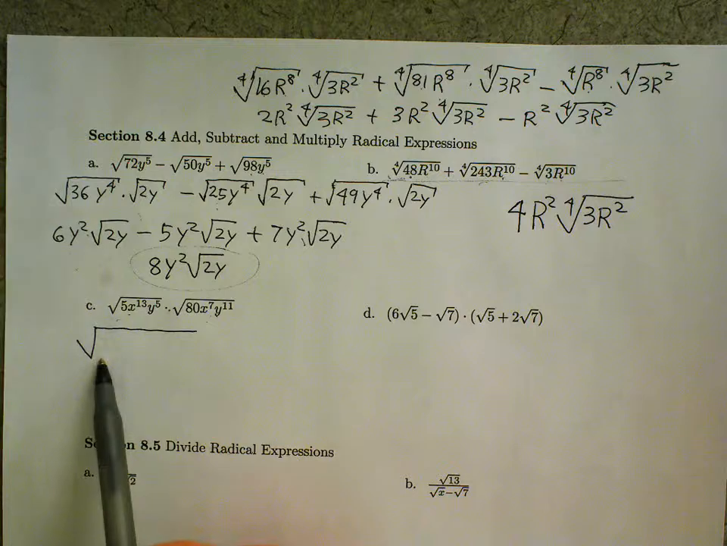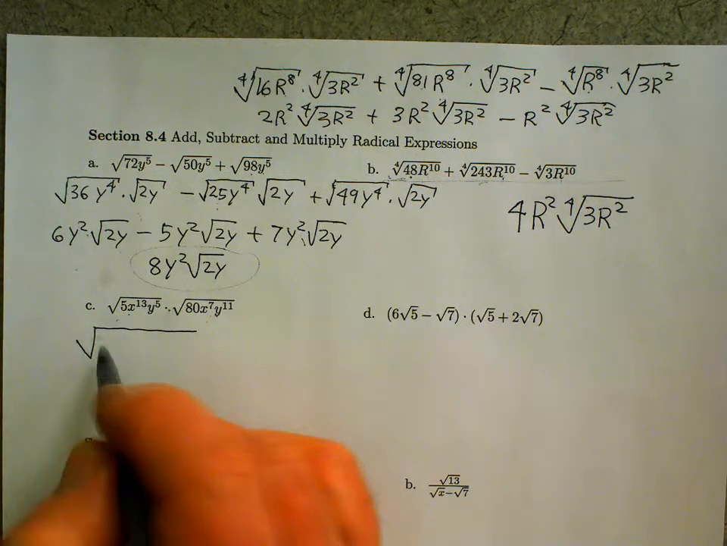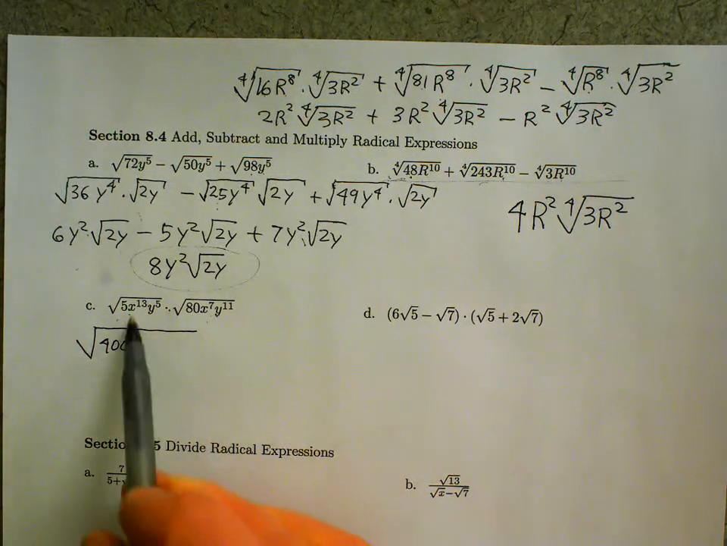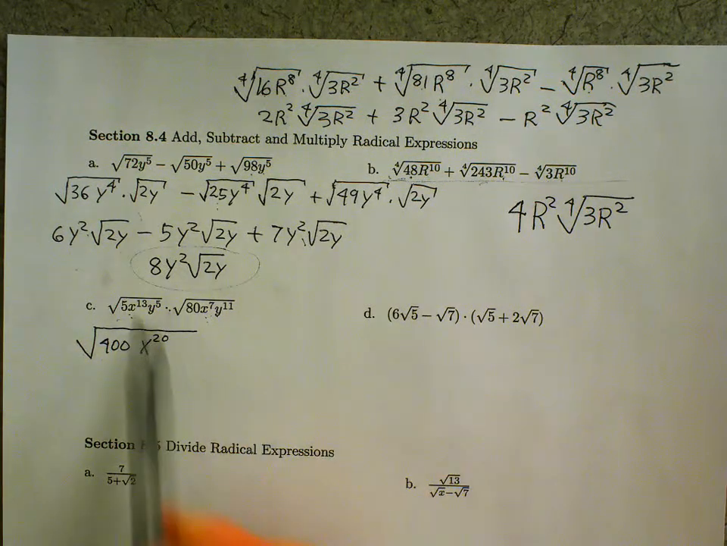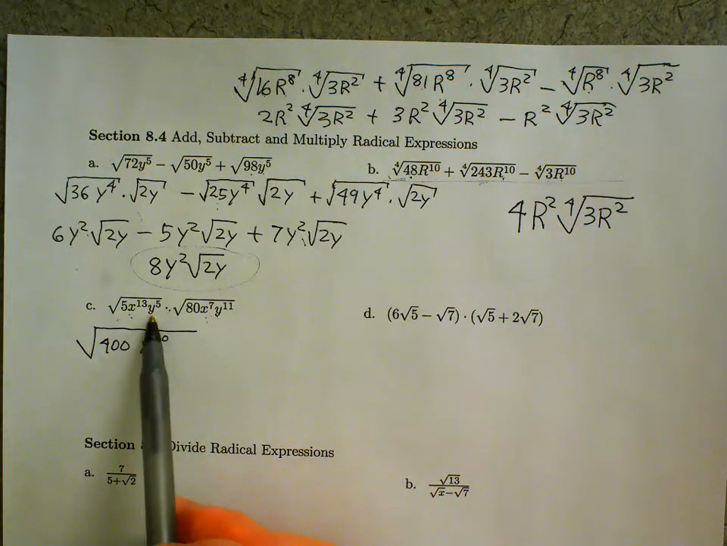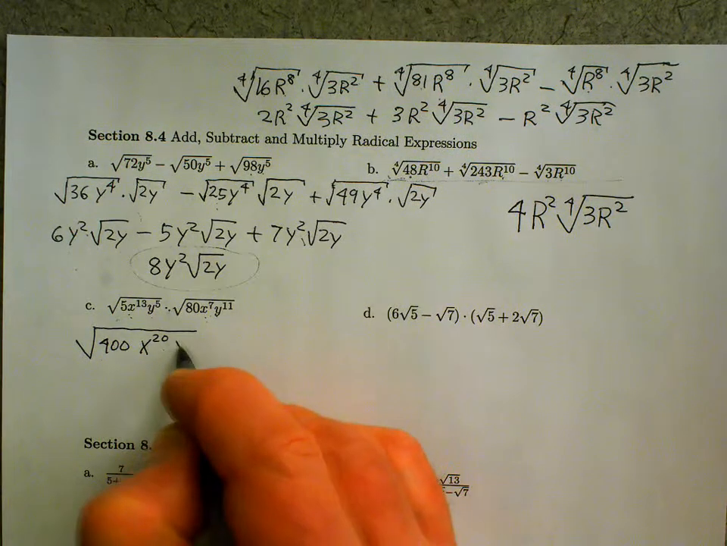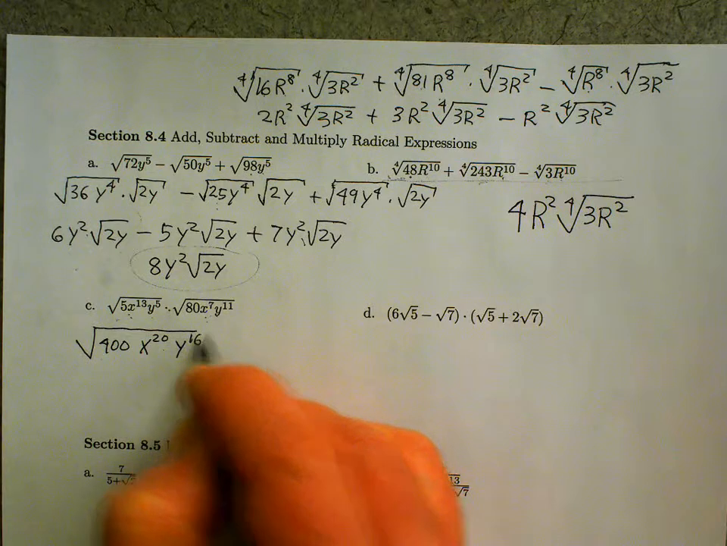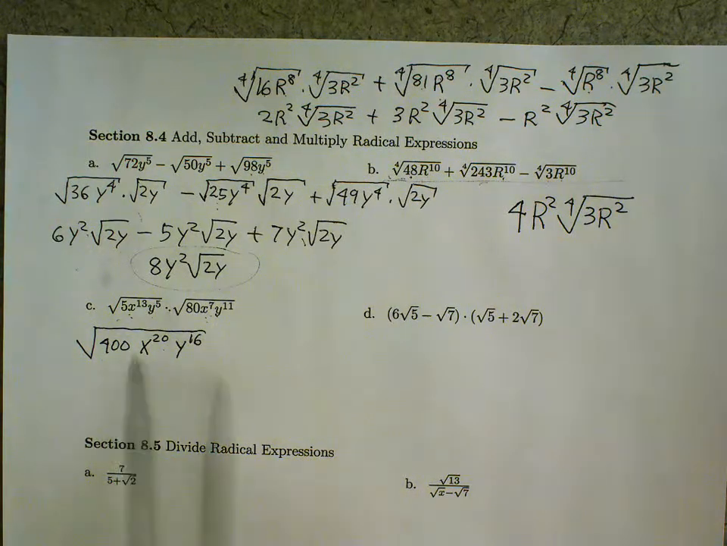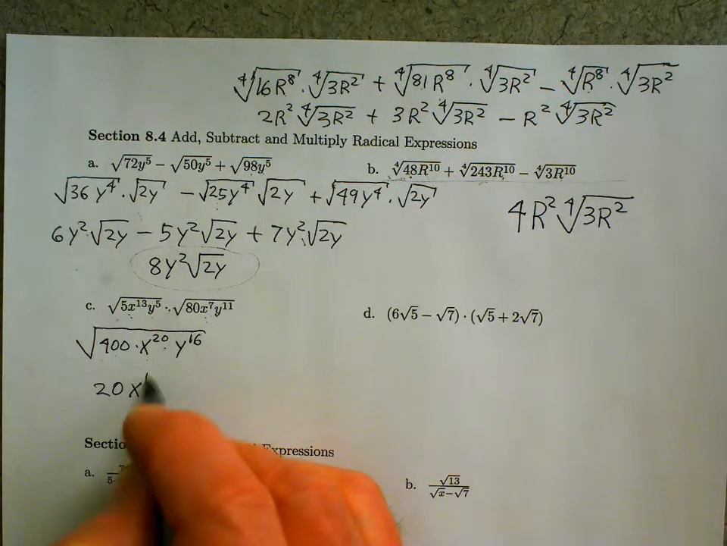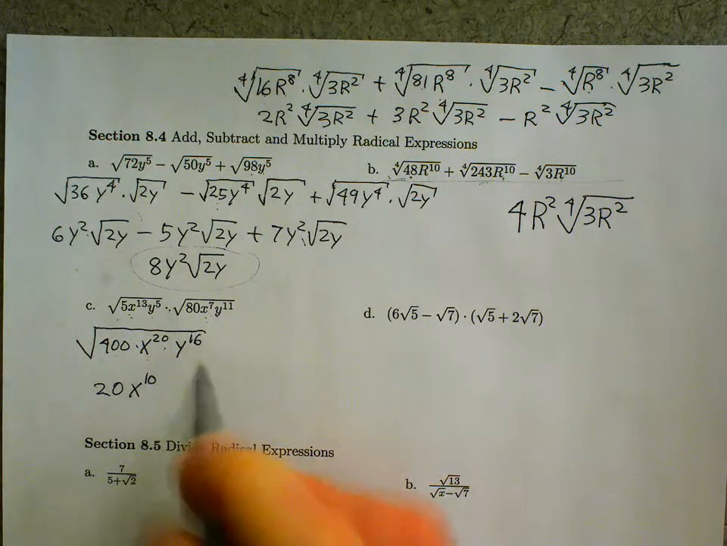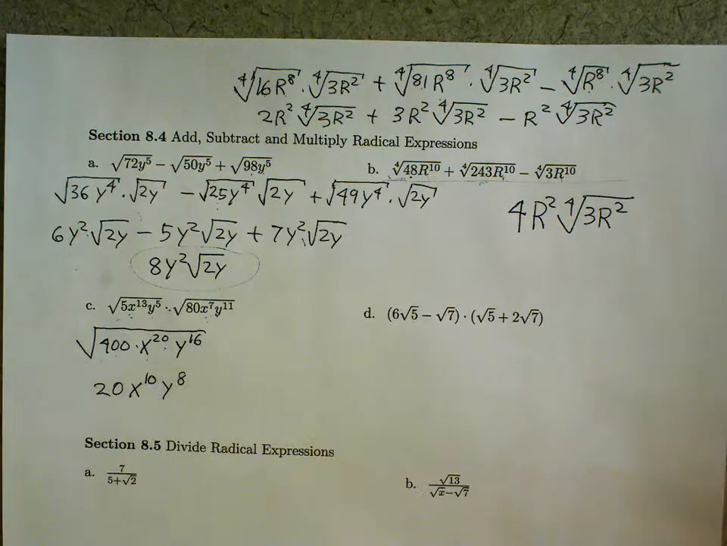So inside the single square root, we'll have 5 times 80, which is 400. X to the 13th times x to the 7th, which is x to the 20th. We're adding the exponents, 13 plus 7. And then y to the 5th times y to the 11th is y to the 5 plus 11, or y to the 16th. Inside the square root, each one of those factors is a perfect square. The square root of 400 is 20. The square root of x to the 20th is x to the 10th. And the square root of y to the 16th is y to the 8th.